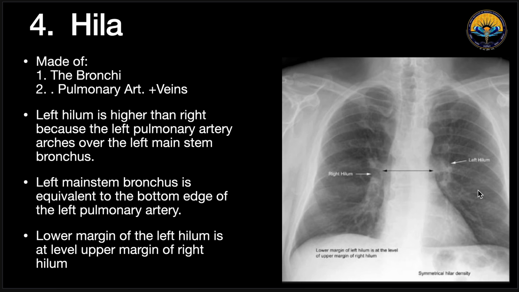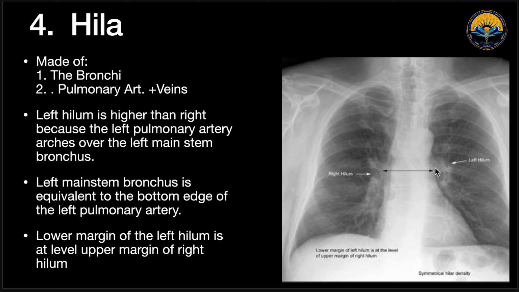Coming to the fourth thing, that is the hilum. First we discussed the trachea, then we went to the heart, and then we talked about the mediastinum. Now we are going to talk about the hilum. We can see there is a right hilum and there is a left hilum. The hilum is mainly composed of the bronchi as well as pulmonary arteries and veins. Of all of these, the pulmonary arteries give the biggest contribution to the hilum.